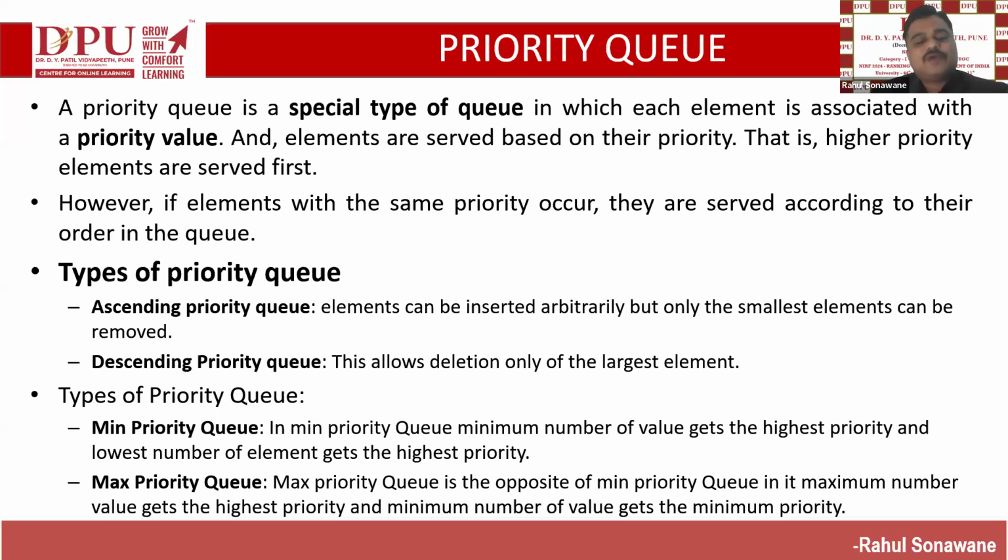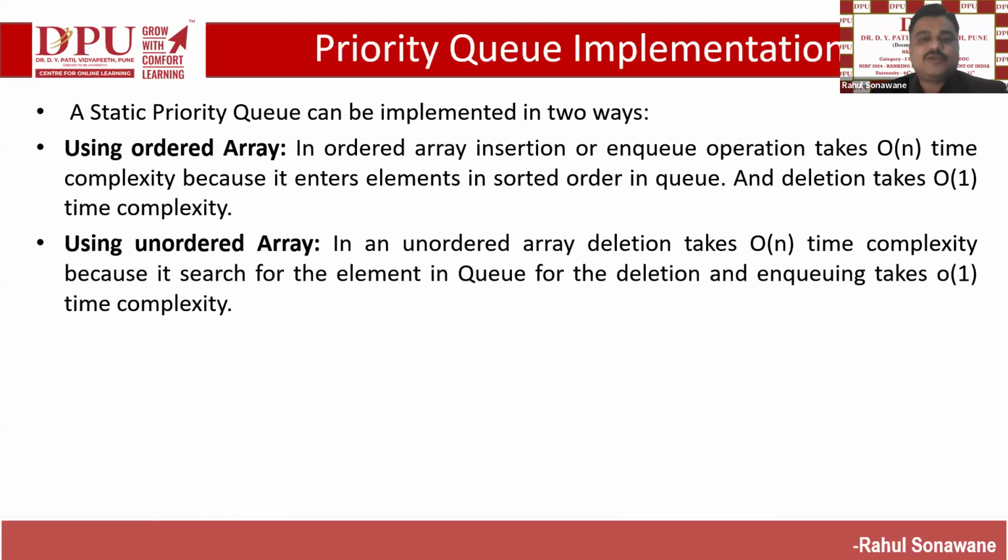Now the max priority queue, or maximum priority queue, is just the opposite of your minimum priority queue, where the maximum value gets the higher priority. Mainly, in CPU scheduling or in any operating system algorithms, the minimum priority queue is utilized, right? So the processes whose value is lower will be executed first. So these are the different types of priority queue.